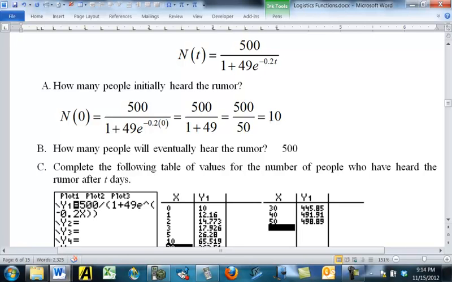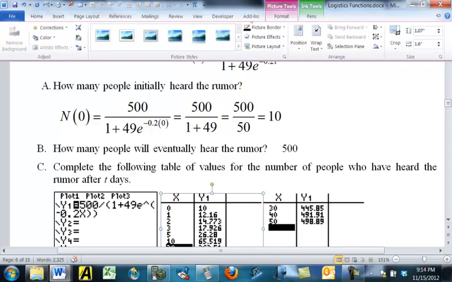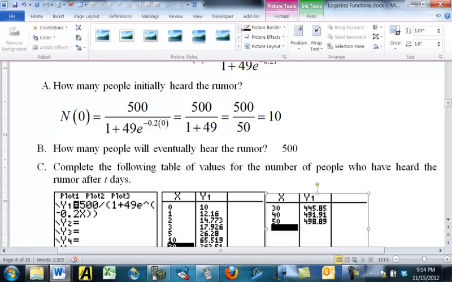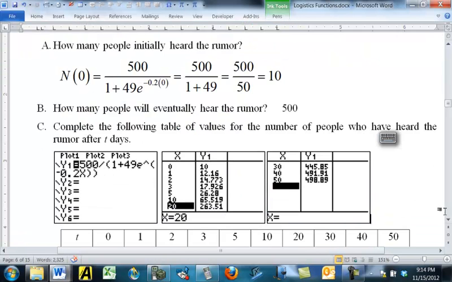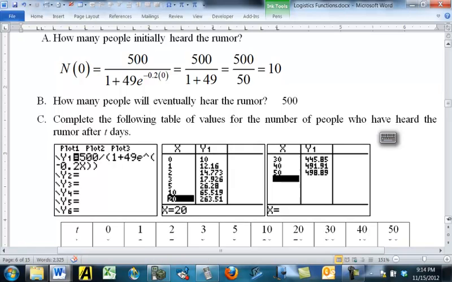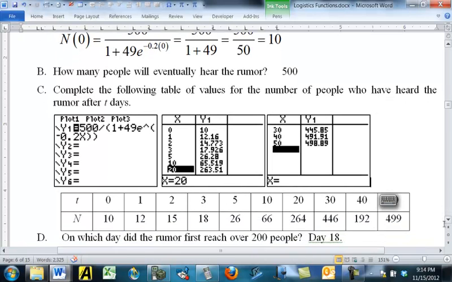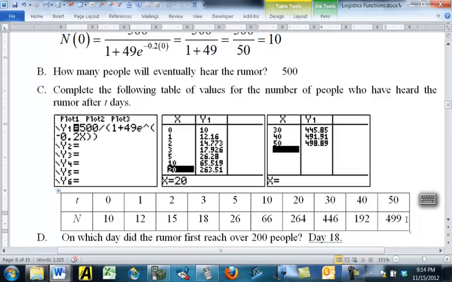How many people will eventually hear the rumor? That's the value of that horizontal asymptote, which is the numerator there, 500. Okay, let's look at a table here. I put the formula in my calculator and then did a table. Again, you see 0, 10 there, and I put in the certain values that it asked for, and there they are. Notice we're at 499 people by day 50, so by day 50 we're practically there.